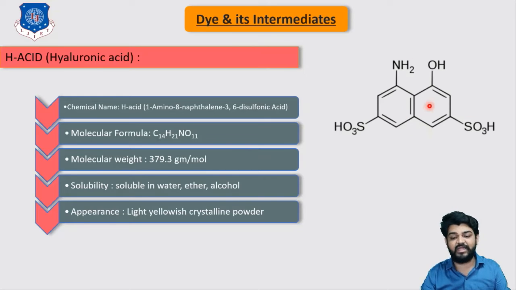As you can see here, we have one naphthalene ring, which basically has two fused benzene rings, onto which we have one group as the OH and another group as the NH2. Then we have two sulfonic groups like this, SO3H.